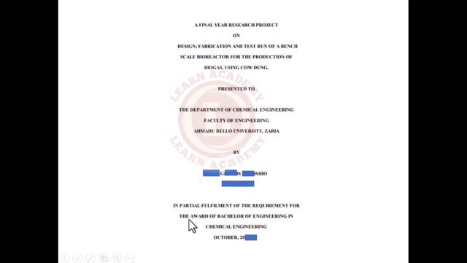Then we have, of course, the program, if it's a Bachelor of Engineering or a Bachelor of Science or other awarded degrees. Then we have the program name, which is Chemical Engineering in this particular example that we are using. Then, of course, we have the project report date. In this case, we have October. Then we have the year. So this is a sample of a final year project title page.